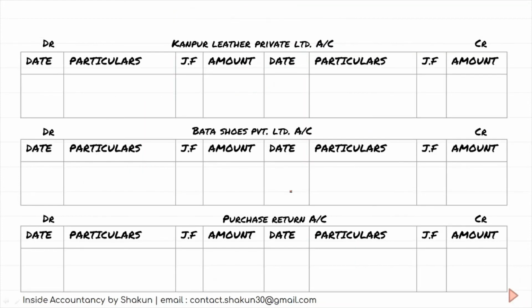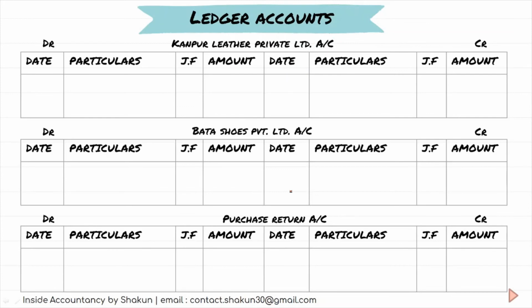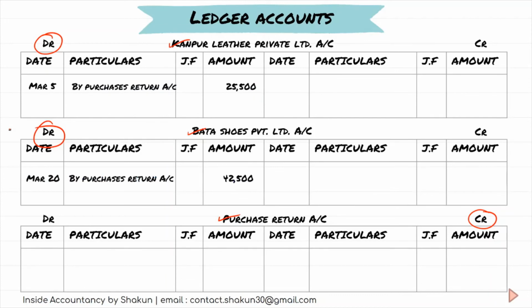Now let's go to our ledger accounts. So these are the three ledger accounts that we are required to make: Kanpur Leather Limited, Bata Shoes Limited and purchase return. Now purchase return has a credit balance, so we are going to record on the CR side, and in the names that are mentioned in the purchase return book we are going to record on the debit side. So this is how your transactions will appear. In Kanpur Leather Private Limited, on the debit side by purchase return the amount, and in Bata Shoes Limited on the debit side by purchase return the amount.